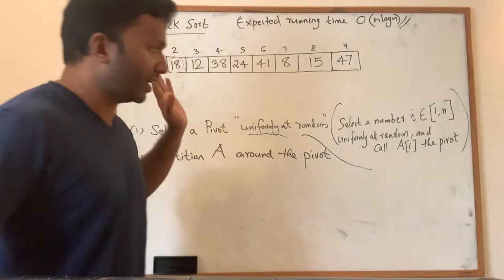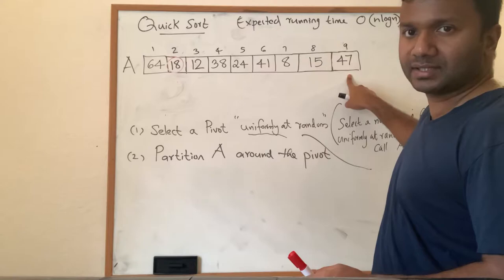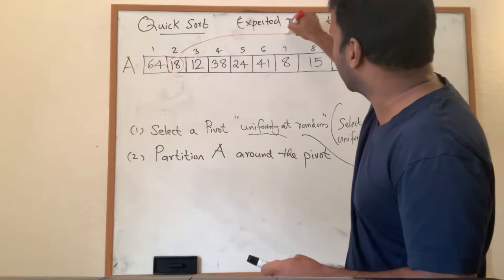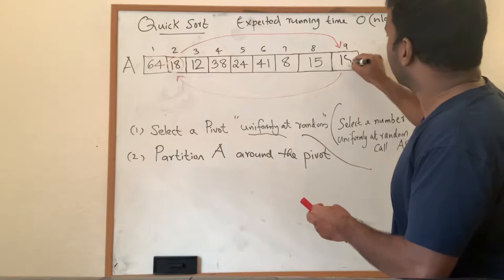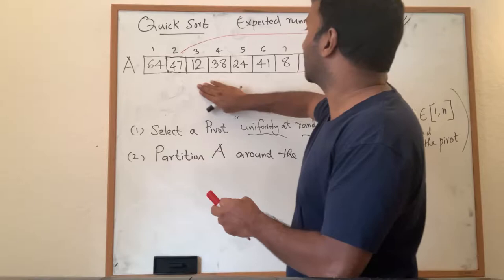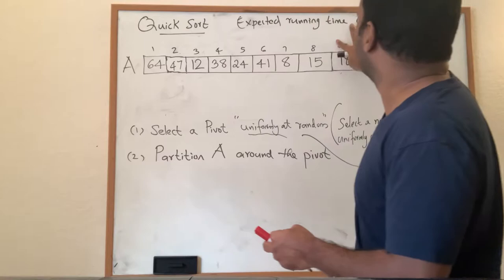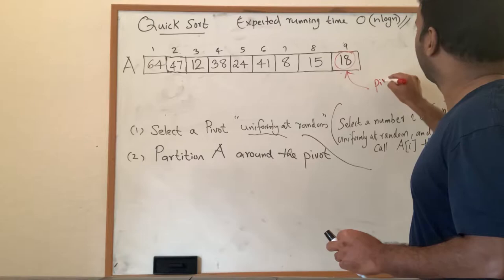So let me just take this pivot and move it to the last position and basically move the last element to the position corresponding to the pivot. So all I'm going to do is make a swap between these two positions. Okay, so therefore 18 will come here and 47 will come here. So 18 is here and 47 is here. So this is the first step. Now that I have moved the pivot to a safe position, I don't want to touch it for some time. All right, so this is my pivot. Next, what I'm going to do is this.